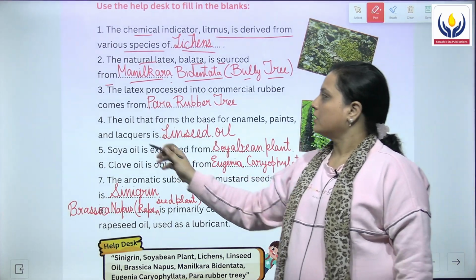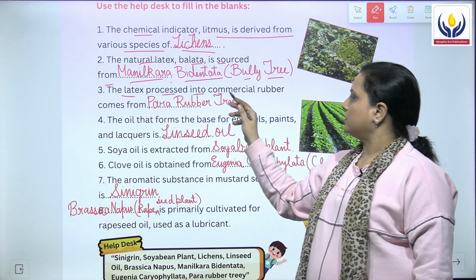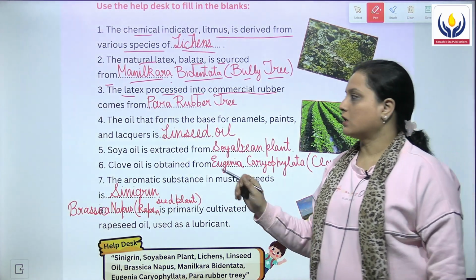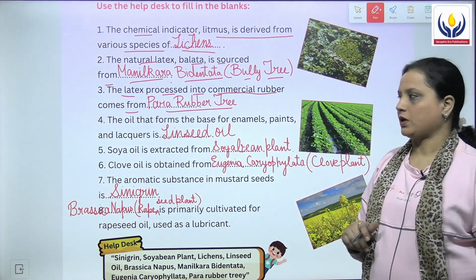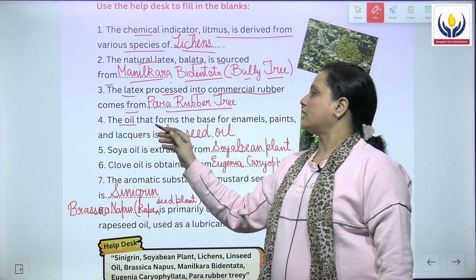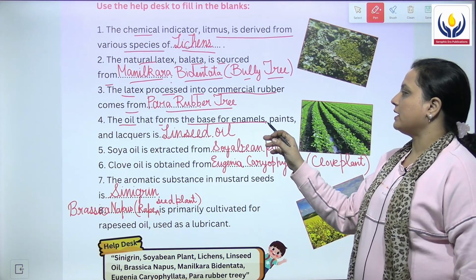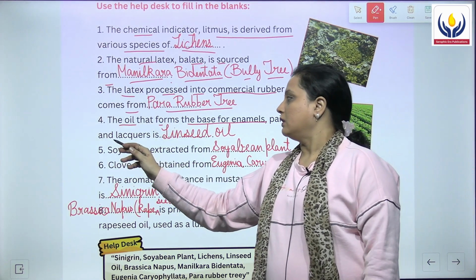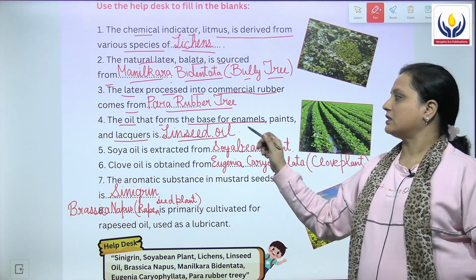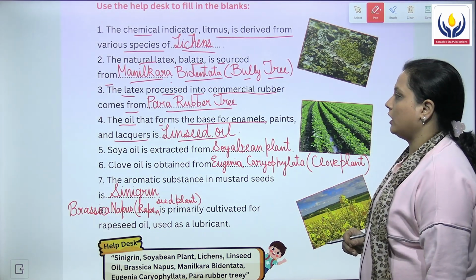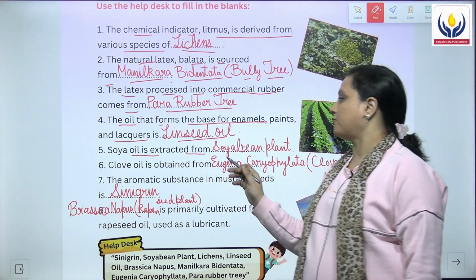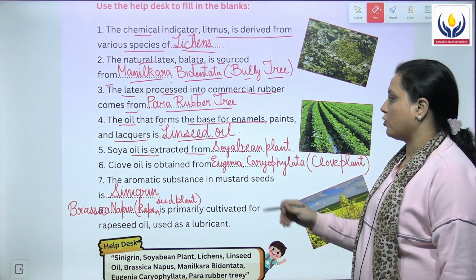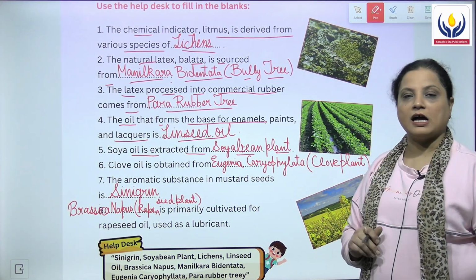The next is: the latex processed into commercial rubber comes from dash, that is para rubber tree. Next is the oil that forms the base for enamel paints and lacquers, which is called linseed oil. Next is soya oil, which is obviously extracted from the soya bean plant.